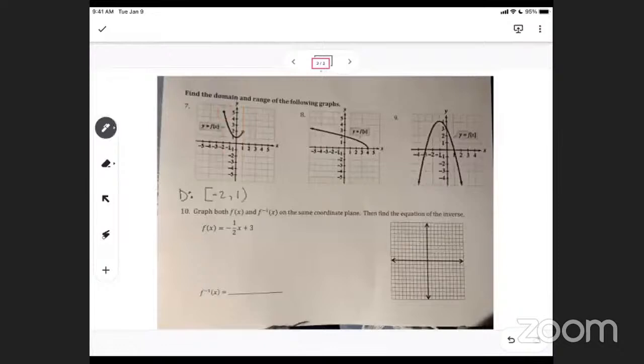And for the range, we do the same thing, but we go a horizontal line scan from bottom to top. Where's it going to start touching? At 1. And where's it going to end touching? 5. So it's from 1 inclusive to 5 inclusive, because both of them are included in the graph, or at least it appears so. This one would be the domain.